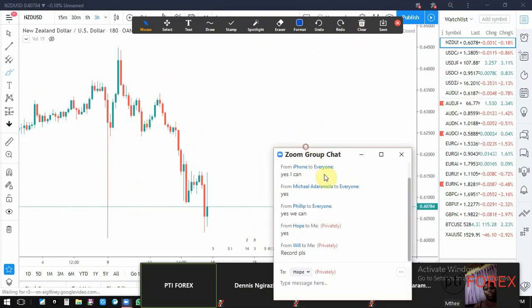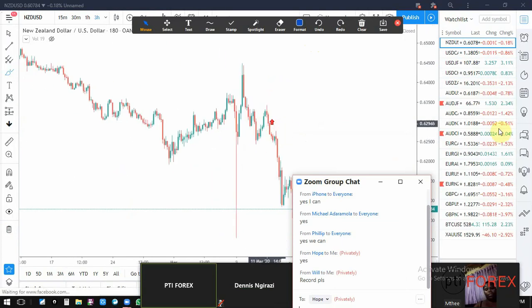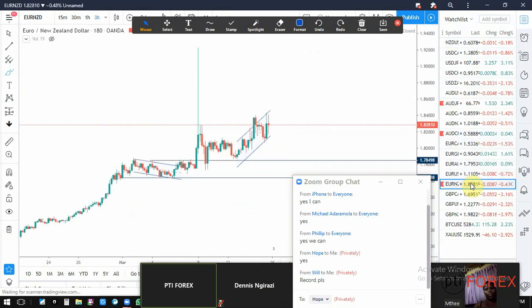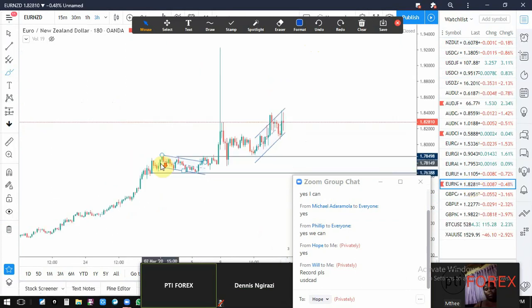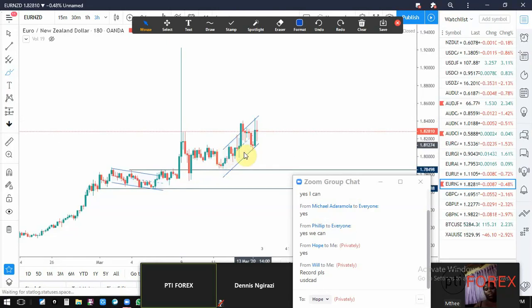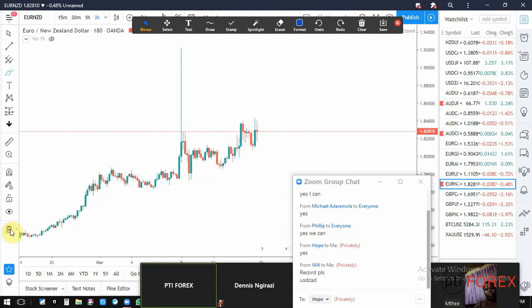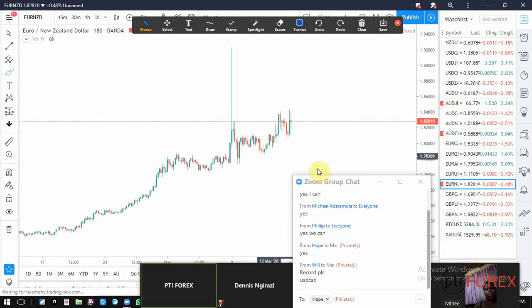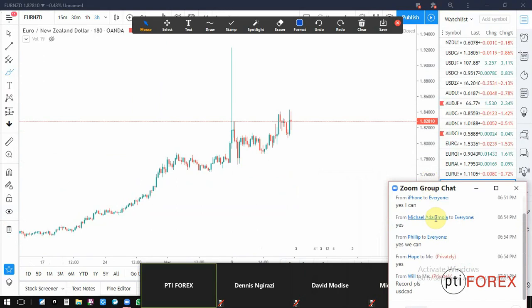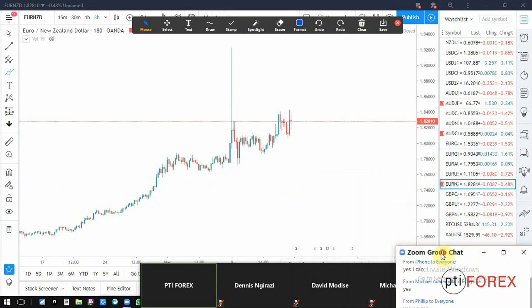Clear all drawings. Okay, there is nothing much happening here. Okay, this is quite an interesting one. Okay, let us just look deeper into this one. Let me clear everything. USD CAD. Okay, we are just going to go to USD CAD after this one.